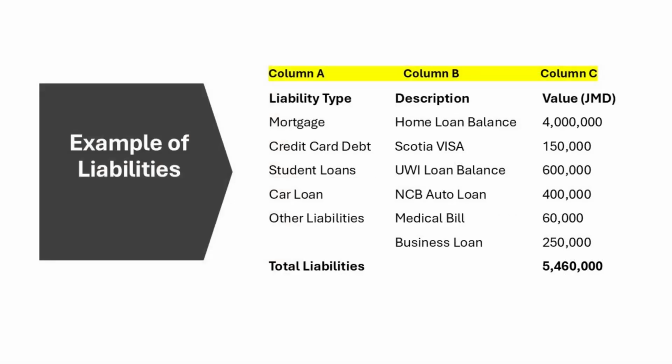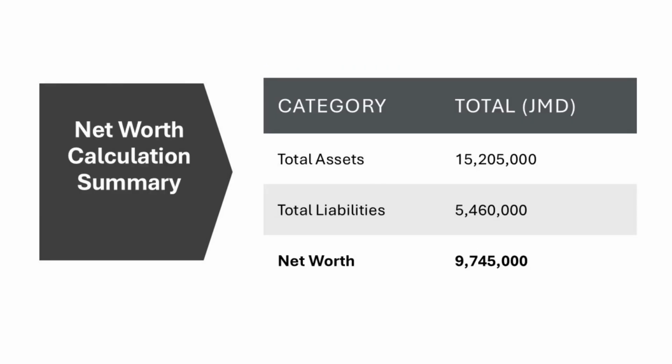Now let's list your liabilities. Liabilities are the stuff you owe. When listing your liabilities, be honest. Ignoring debts won't make them disappear. Include even the small debts. They add up.